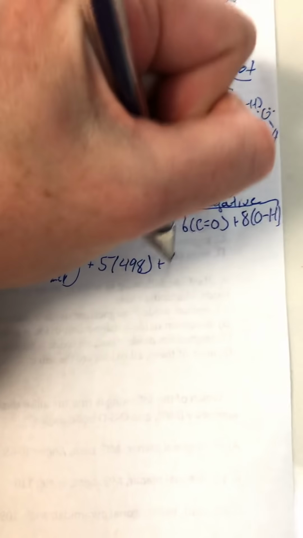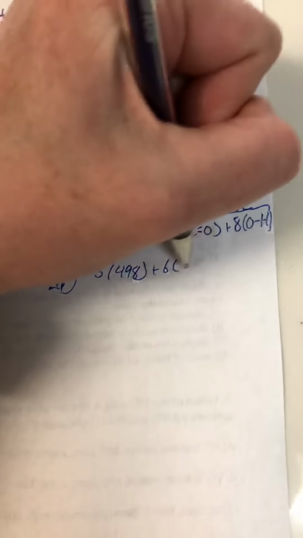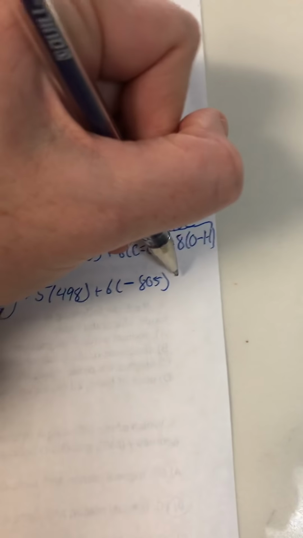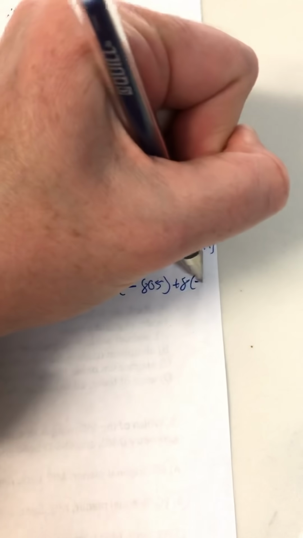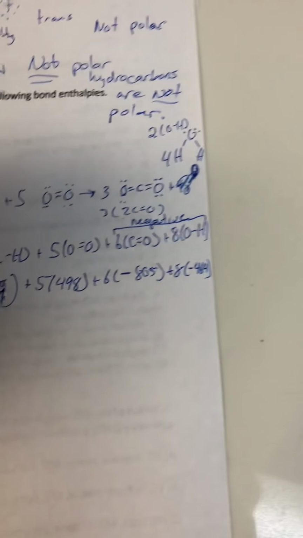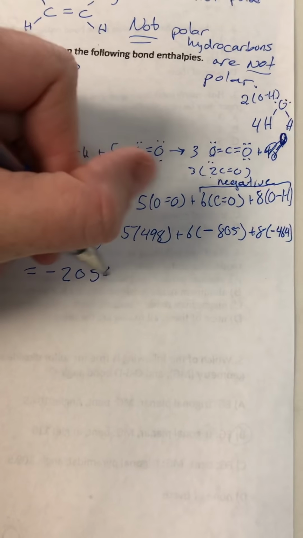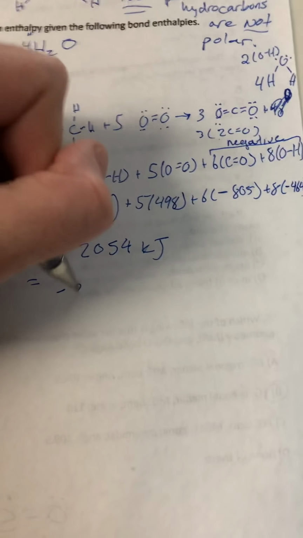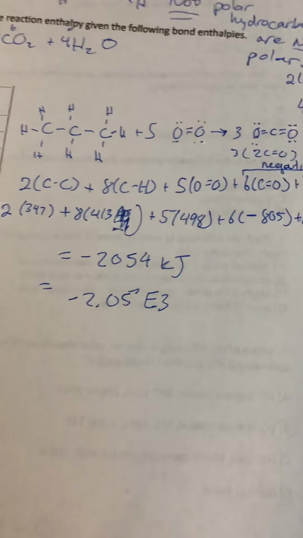So now we have 6 times our C double bond O over here, which is 805, so 6 times negative 805, plus 8, and the OH is negative 464. When you do this, you get an answer of negative 2054 kilojoules, which would be negative 2.05 E3 kilojoules.